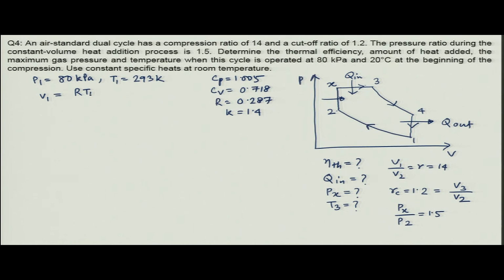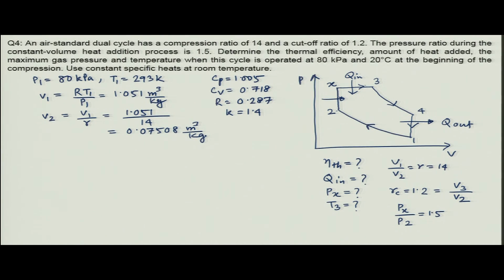So, this is RT1 upon P1, and if you substitute the numbers, then you will get it as 1.051 meter cube per kg. Okay. Now, what is the specific volume at the end of the compression stroke? That should be V1 upon r, right. So, 1.051 and compression ratio is 14. So, you will find V2 as 0.07508 meter cube per kg.